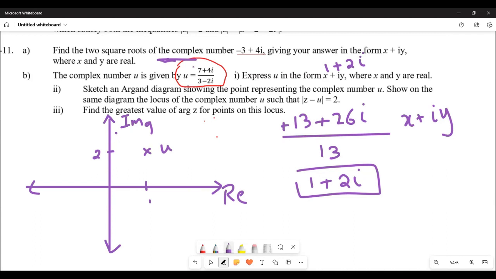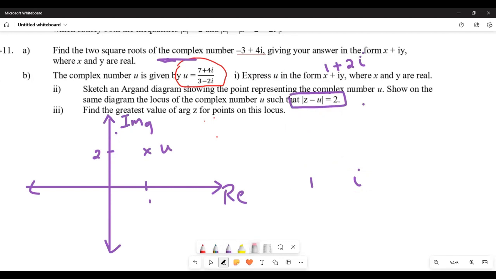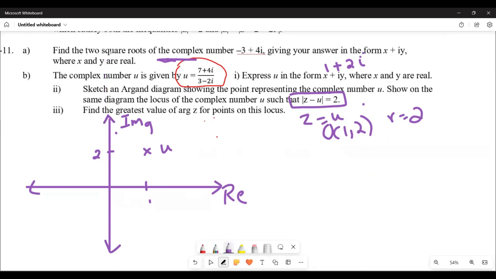Show, on the same diagram, the locus of points of the complex number z such that modulus of z minus u equals 2. So that's a circle whose center is u, because it becomes z equals u when we equate it to 0. So u is (1, 2), the center is (1, 2) and the radius is 2. We already have the center plotted. Now we need to make a circle around that such that the radius is 2. So from the center, we're going 2 units left, right, up and down, so this 2 needs to go till 4 here.